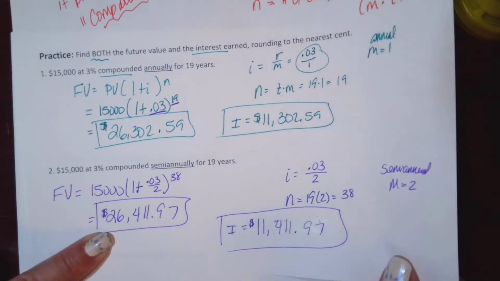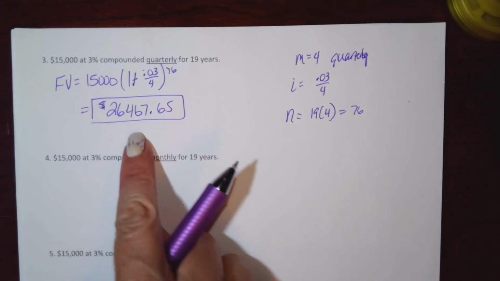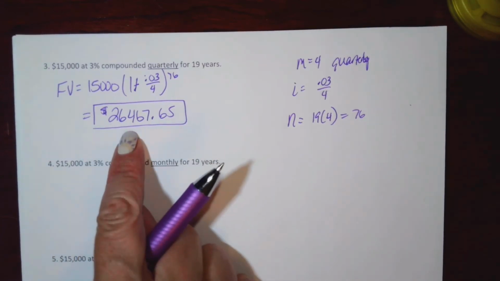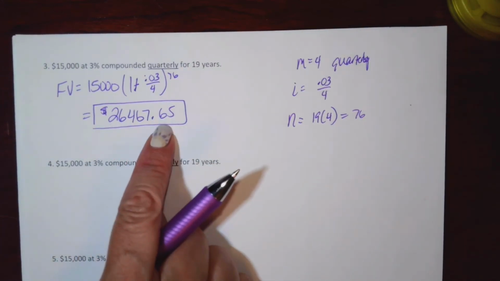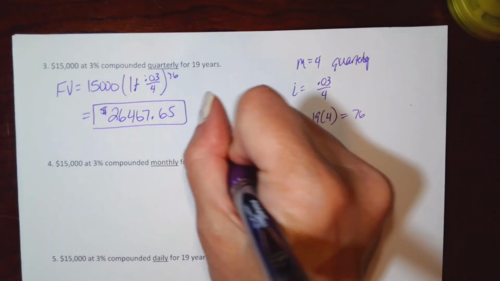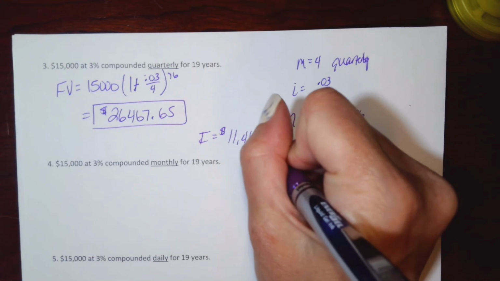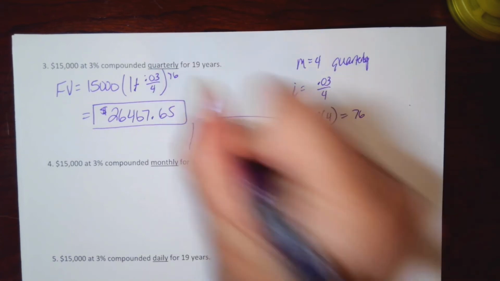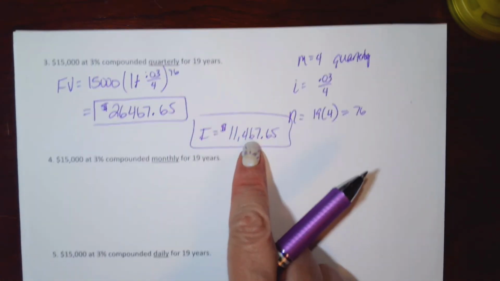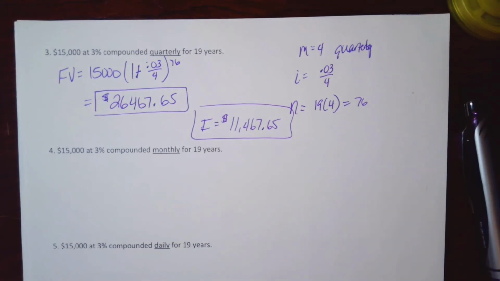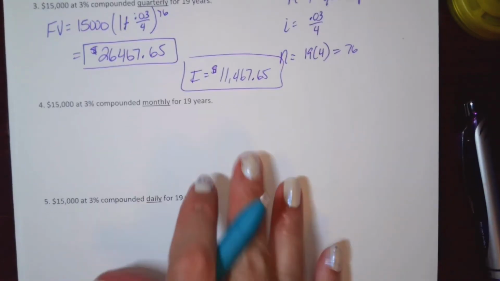I apologize. For this one, my future value is 26,467.65, and my interest earned, I got those two mixed together, 476.65. So we're still increasing. I missed a step though. And then finally, no, not finally, we have 2 more.